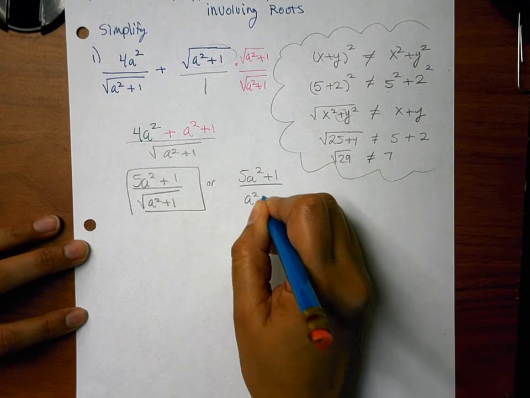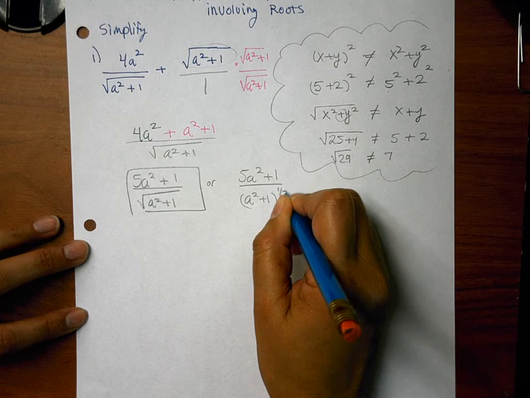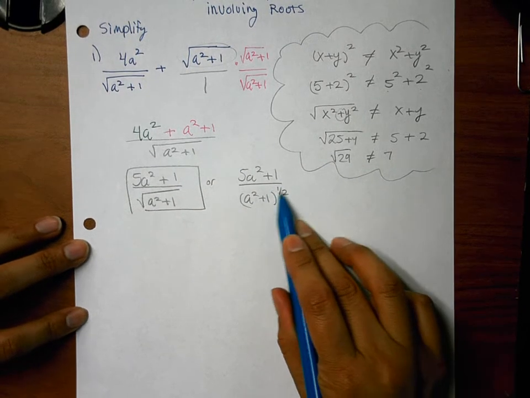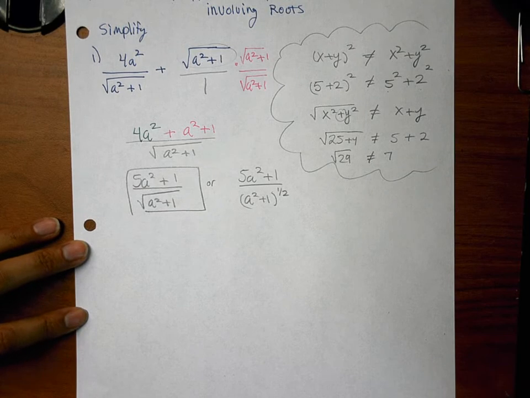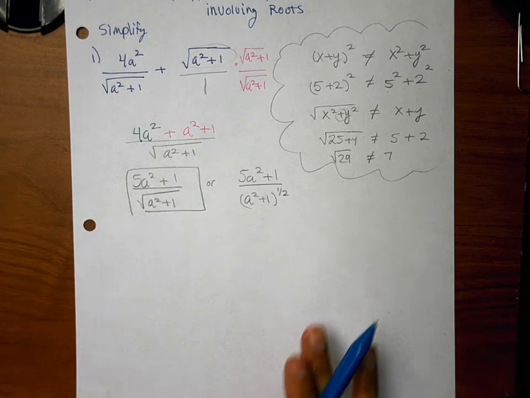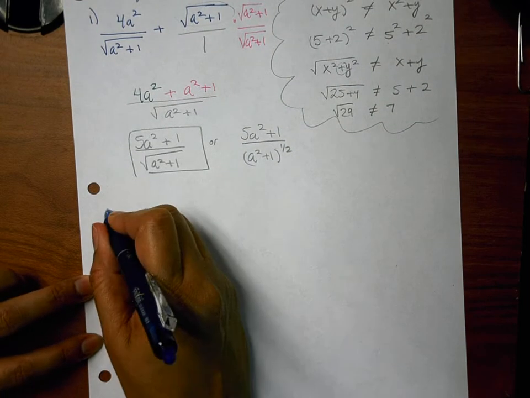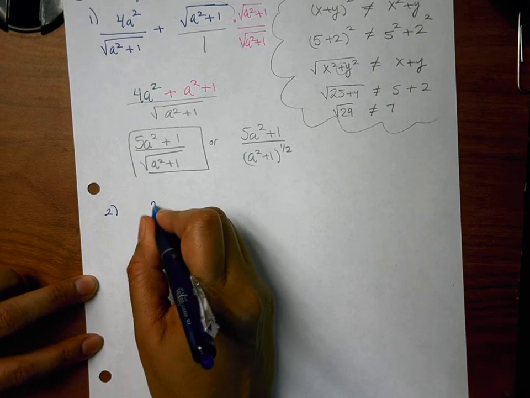I do really quick want to show you, some kids will write it this way, and it's totally up to you. A squared plus 1 raised to the 1/2 power. I do want you to think about it because we will be writing it this way eventually. A square root is the same as a 1/2 power. You learned that back in Math 2. And you reviewed it again in Math 3.